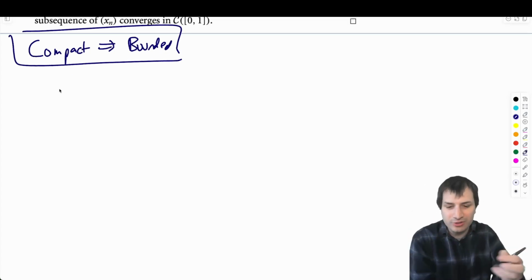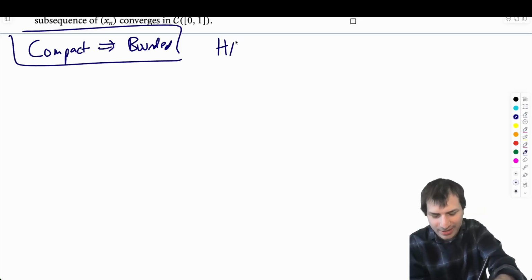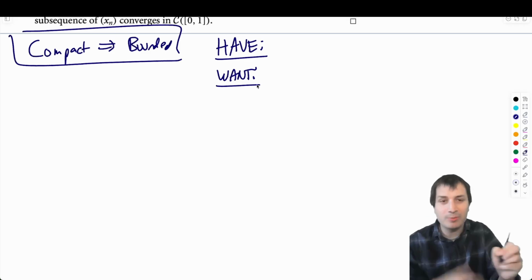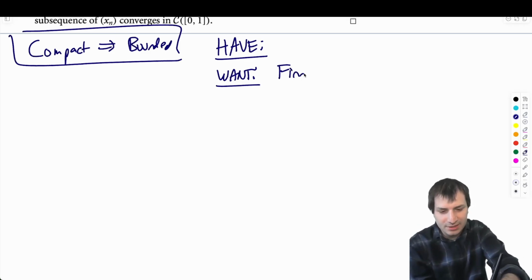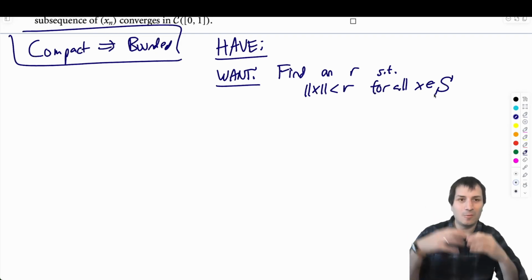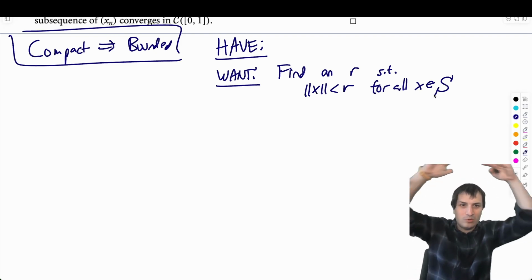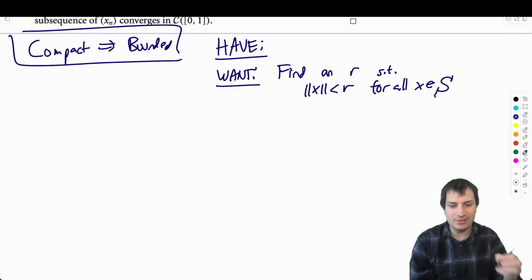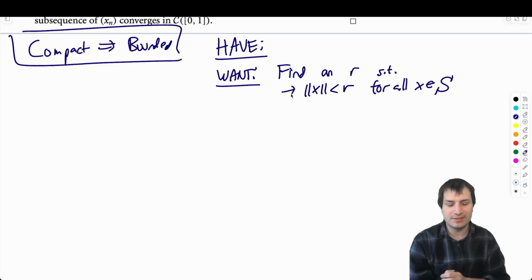Let's suppose by contradiction, actually, before we do this, let's write what we want. Have and want. We want to prove that it's bounded, so we want to find an R such that the norm of x is less than R for all x in S. That's what bounded means. We've got to find this R that works and kind of contains the whole set in that radius R, which means the norm will always be less than R. And what do we have?